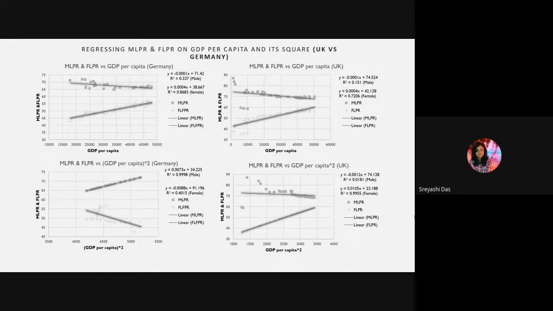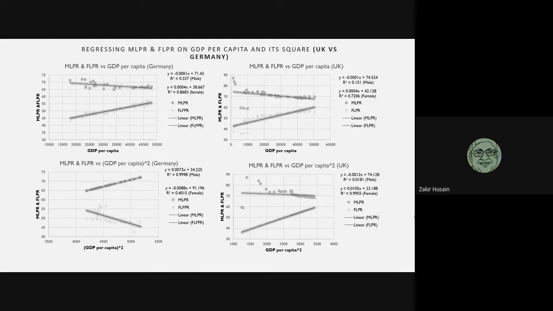Yes, so now here we can see the regression analysis between male labor force participation rate and female labor force participation rate with respect to explanatory variables such as GDP per capita and GDP per capita square in Germany, which is shown on the left side, and UK, which is shown on the right side.